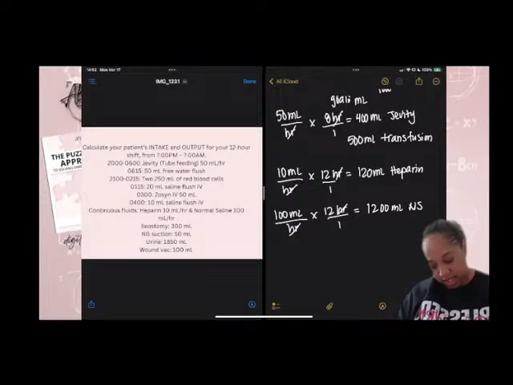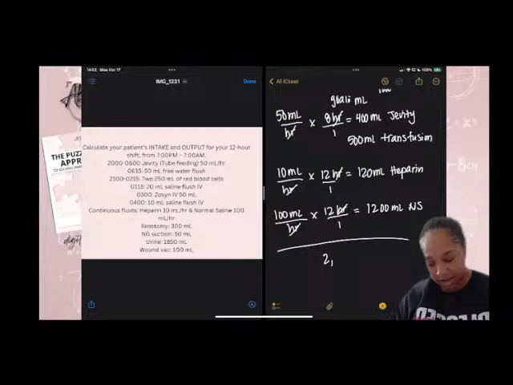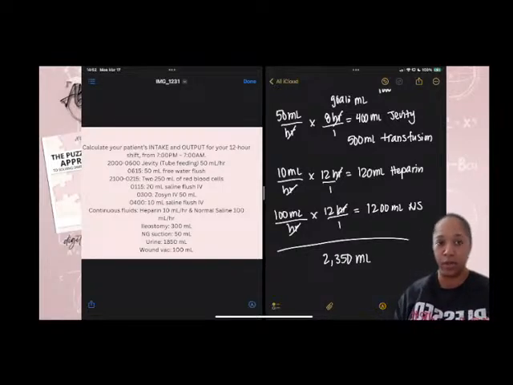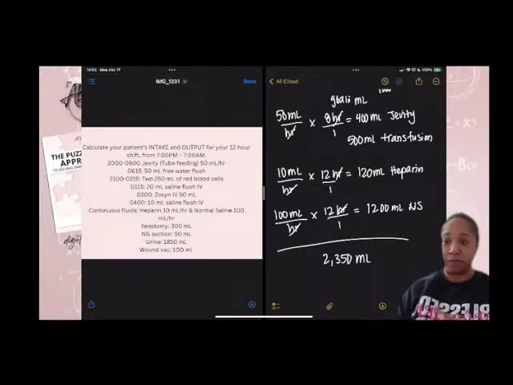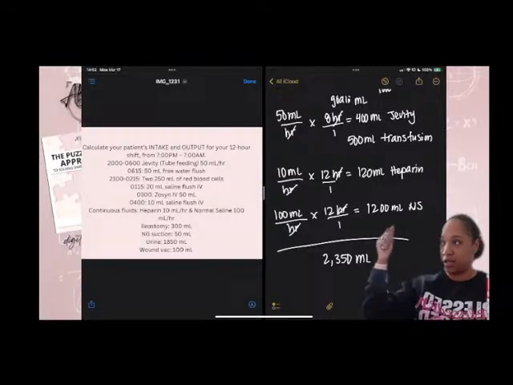Okay. And then we got 20 milliliters for our normal saline, plus 50 for our Zosyn, 10 more of a normal saline. Our heparin was 120, and then our continuous normal saline was 1,200. So we would get all together 2,350 milliliters for your input from 7P to 7A. Does that make sense? Any questions about how we calculated these?